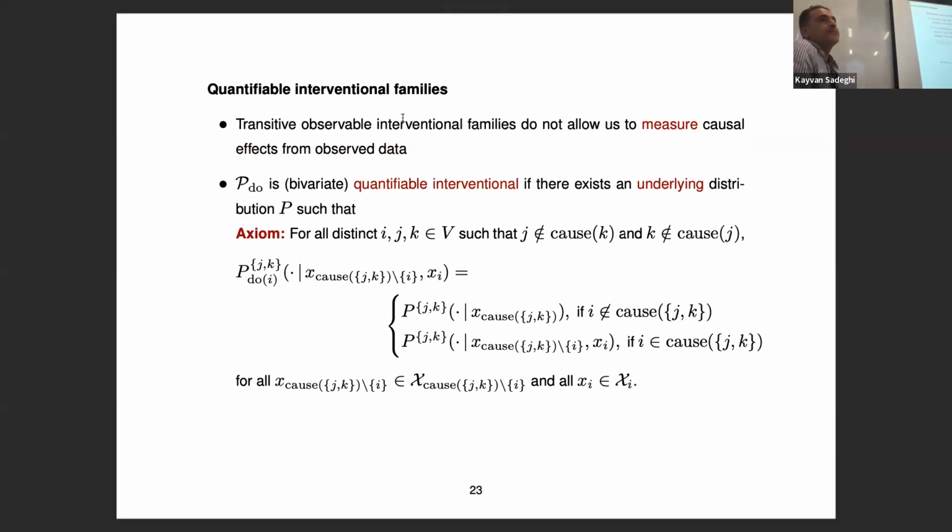Okay, one other axiom now, one other type of interventional family. So what have we done so far? We discussed, first we only used interventional distributions. Then we introduced observational distributions. And we say that we can detect whether there is a causal relationship or not using P. But the axiom was only about independencies and dependencies between P and P twice. So there is no way to measure causal effects using that. That's only about whether there is some causal effect.